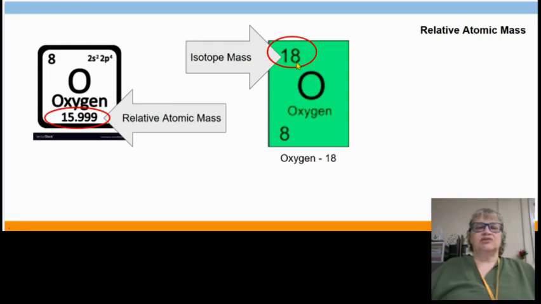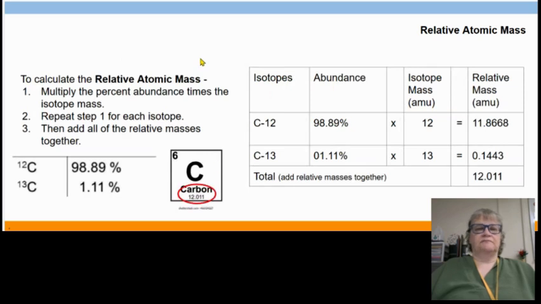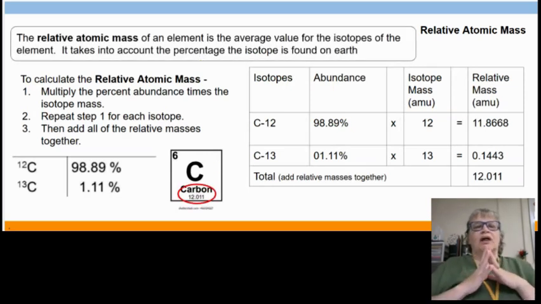If you notice that the isotope mass and the relative atomic mass are not the same, they're not supposed to be. This is for this particular atom. This is the average of all the atoms of oxygen. Okay? So the relative atomic mass of an element is the average value for the isotopes of the element. Okay? So it's basically the average mass. It takes into account the percent the isotope is found on Earth.